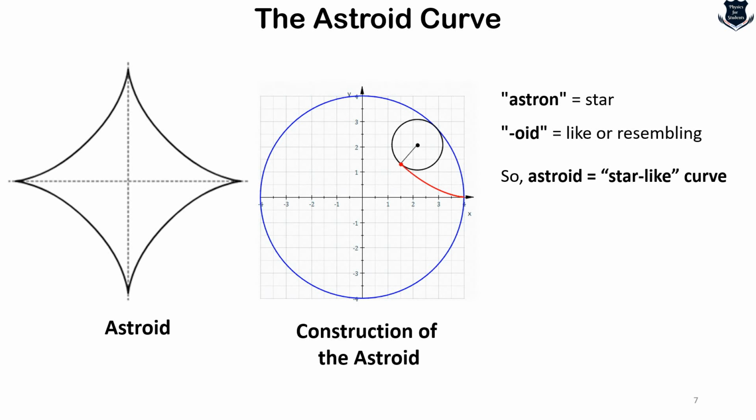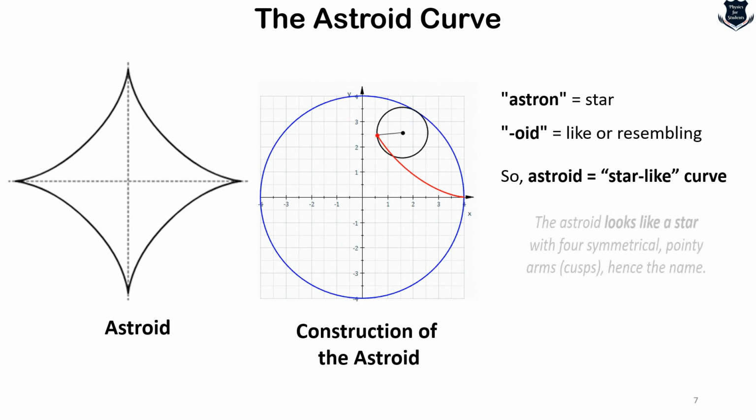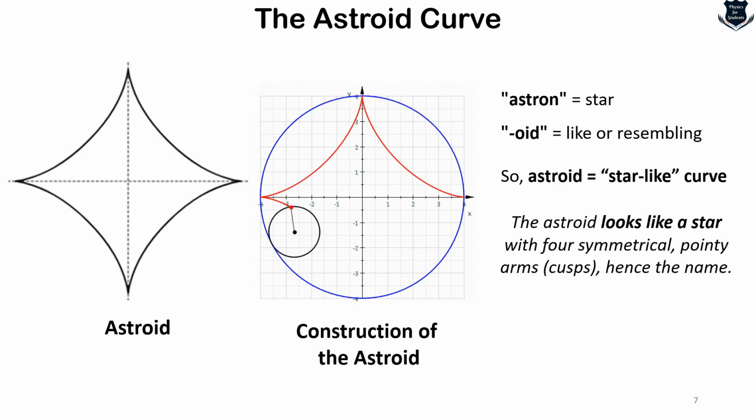It holds a mathematical secret we will explore. And as we trace and move along it, we will see how the speed vanishes. That is, the geometry reveals itself in the sharp edges. So the astroid looks like a star, with four symmetrical pointy arms, which are called cusps, and hence the name.